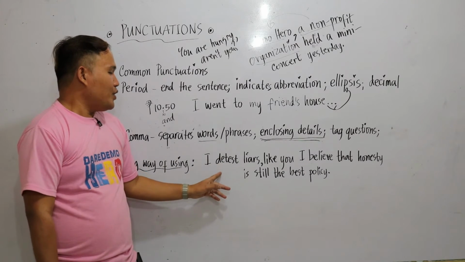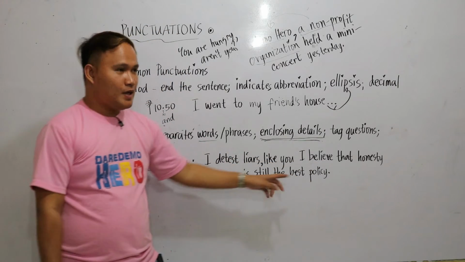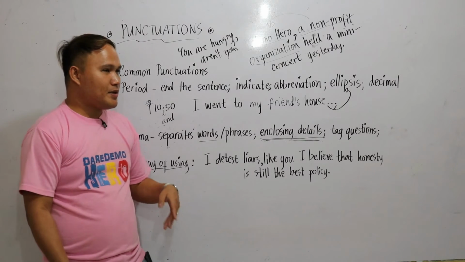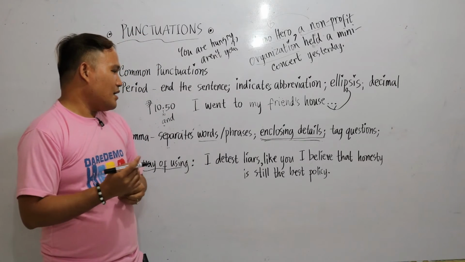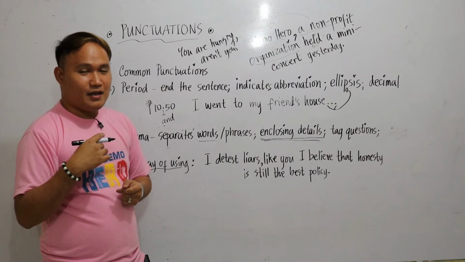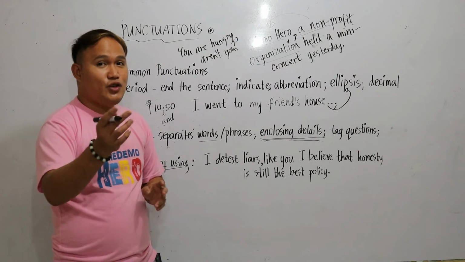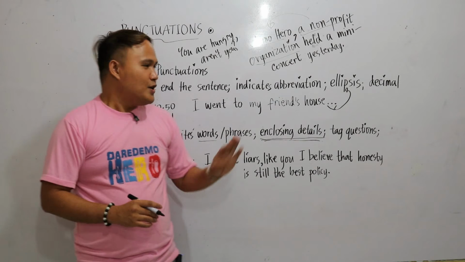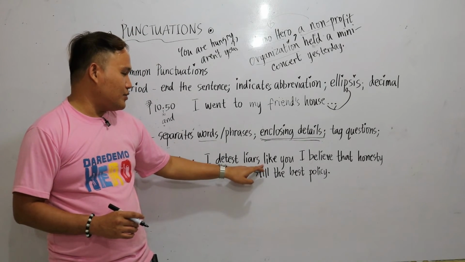No, because when you say I detest liars and then like you, I believe. So if you say that way, I detest liars like you, I believe that honesty is the best policy, the listener would misunderstand you. Okay? So it's like the liars like you and I. You and I are liars. Right? So you say, I detest liars like you and I believe that honesty is still the best policy. It doesn't make sense. Okay? So where do we put the comma then? If we're going to erase this because this is wrong.